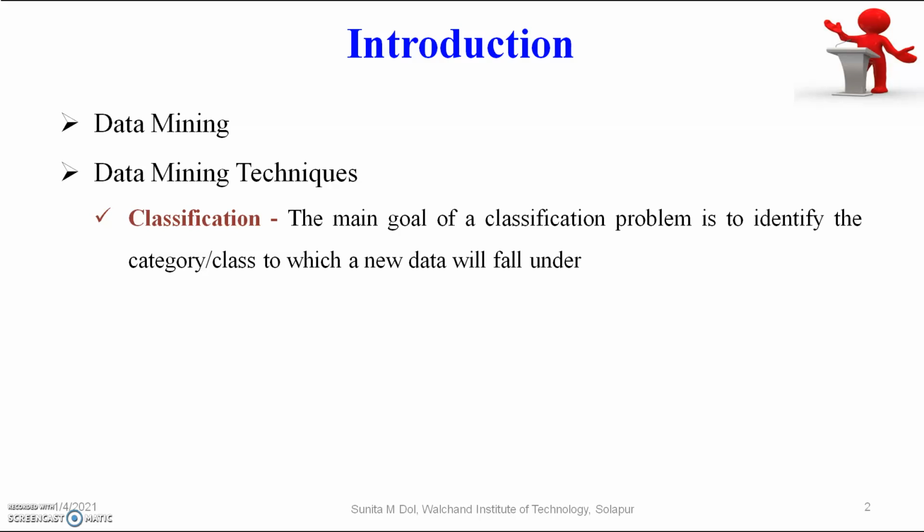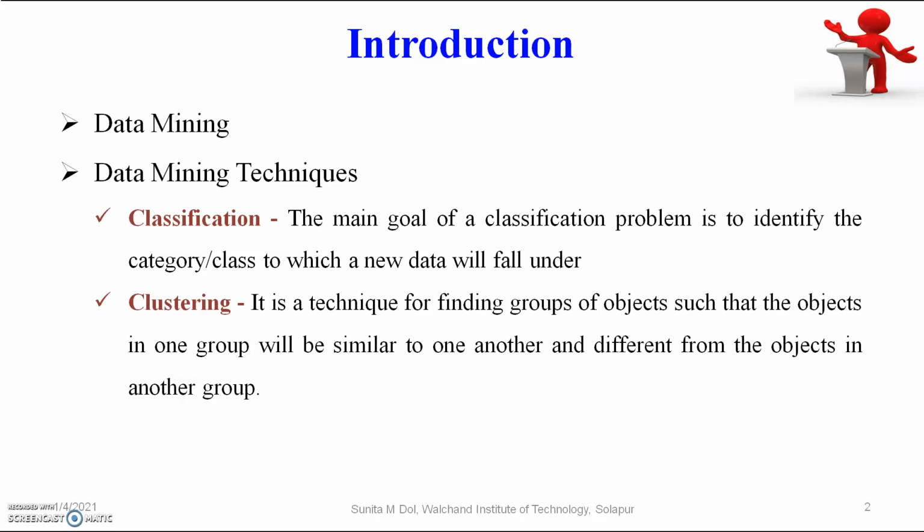There are three main data mining techniques: classification, clustering, and association rules. Classification is a technique where we categorize the data into a given number of classes. The main goal of a classification problem is to identify the category or class to which new data will fall under. It is also called supervised learning. Example: classification of email as spam or not spam depending on header, sender, content, etc.